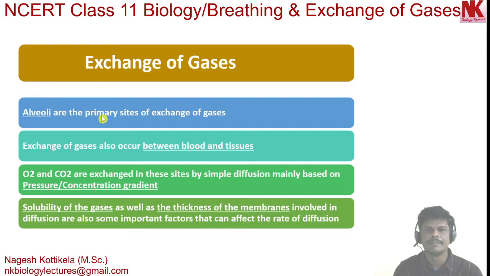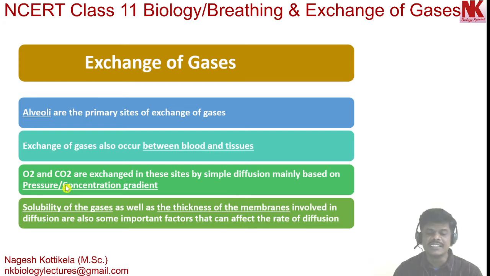Alveoli are the primary sites of exchange of gases. These alveoli are functional units of lungs. They are tiny, hollow, cup-like cavities found in the lungs where the gaseous exchange occurs. Exchange of gases also occurs between blood and tissues. So these are the sites where the gas exchange can occur: primary sites, alveoli, and the other sites like between blood and tissues in the body.